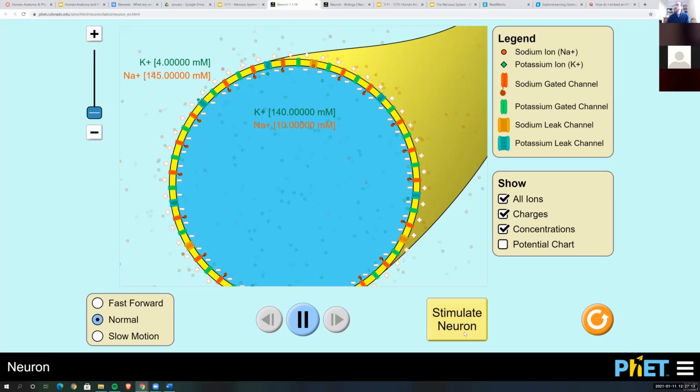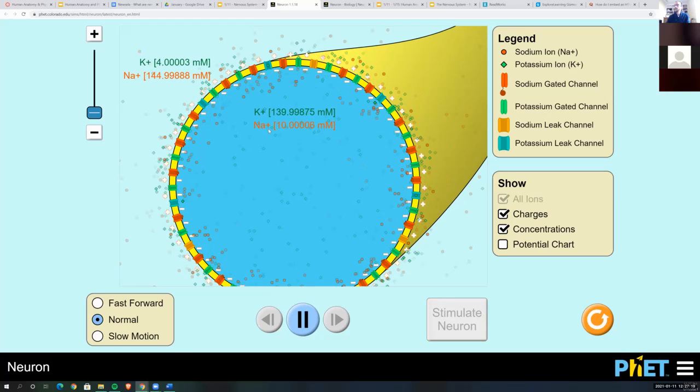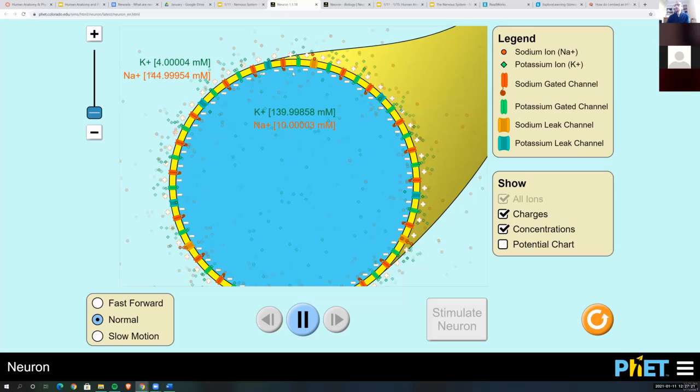So I'm going to stimulate the neuron. You'll see the potassium and the sodium levels change in order to flip the charge.